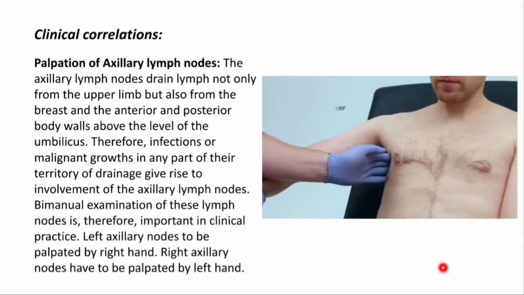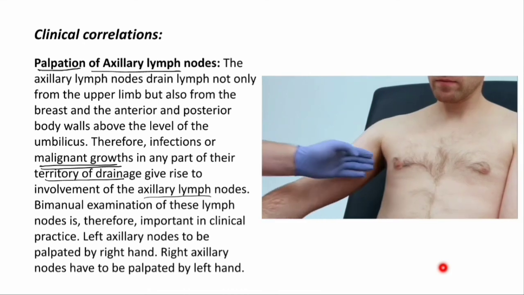And coming to the clinical correlations of the axilla, first the palpation of axillary lymph nodes. Why is it necessary to palpate these nodes? Axillary lymph nodes are a major group of lymph nodes. These receive lymphatics from the upper part of our trunk, both anteriorly and posteriorly, from the upper limb and also from the breast. Because these drain a lot of regions, whenever there is any malignant growth in any part of the territory of drainage that involves the axillary lymph nodes, the lymph nodes will be enlarged. Hence the palpation is very necessary.